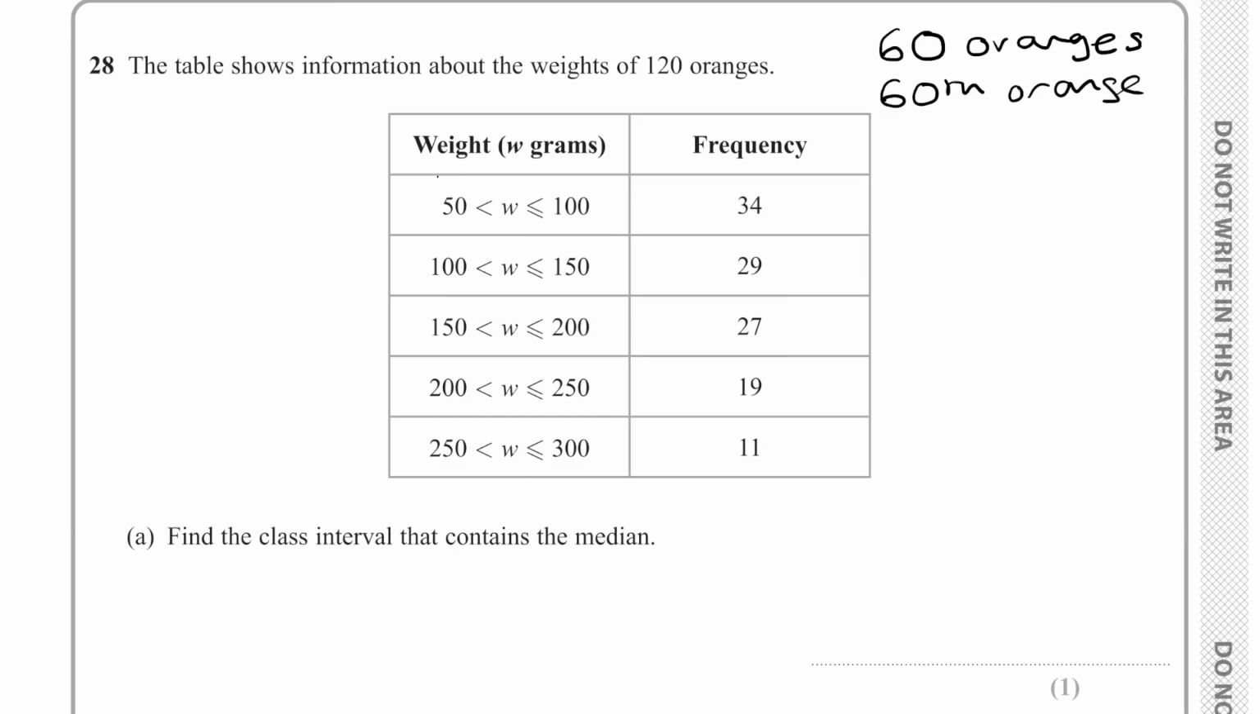So we've got 34 in the first group, add on 29, that gets us to 63. So the middle orange must be in the 100 to 150 group. The middle orange probably weighs something just under 150 grams because it's the 60th orange we are looking for.